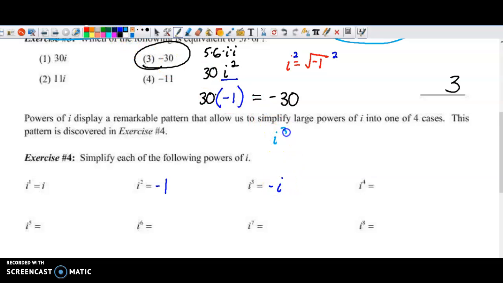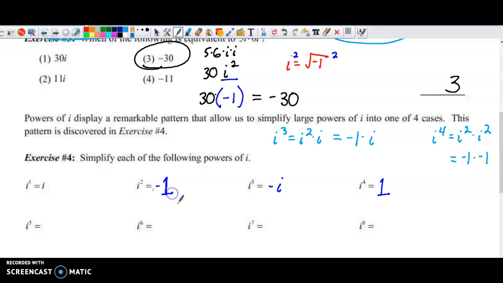Because you could rewrite i cubed as i squared times i. Well, remember, I just said i squared was negative 1. So I can replace i squared with negative 1. Negative 1 times i gives me negative i. And I could explain i to the fourth very similarly, but I would explain it as i squared times i squared, right? Multiplying with the same base, you add the exponents. But i squared is negative 1. Negative 1 times negative 1 is positive 1.